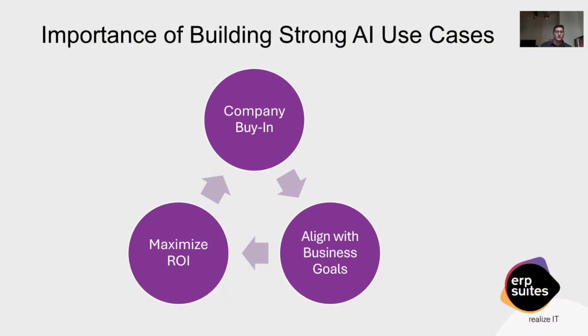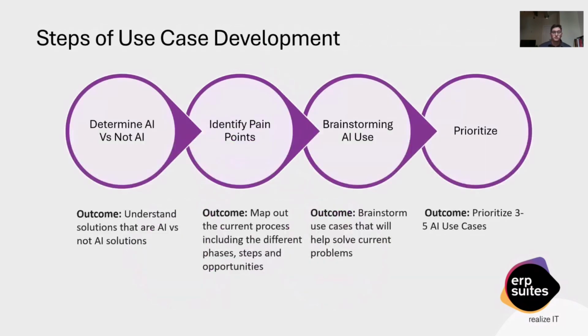So moving forward here, I've listed out the steps of use case development, and these are the 4 we're going to really focus on today. So really determining AI versus what is not AI, right? Understanding solutions that are in fact AI versus might just be automation solutions, might just be other solutions in your business. That's a key factor when looking into use case development.